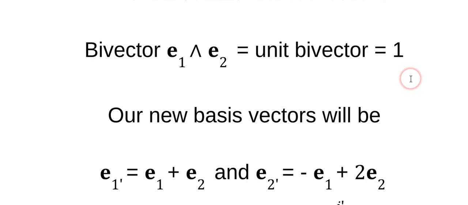And I'm going to use the same ones he did because they were nice. So the new E1 prime is equal to E1 plus E2, and E2 prime is going to equal negative E1 plus 2 E2s, okay?